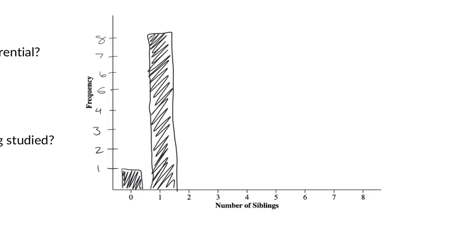Okay, I'm going to leave the data here now so we can see how we do it. How many people in this class, this is 2A, yes, have 2 siblings? 7.